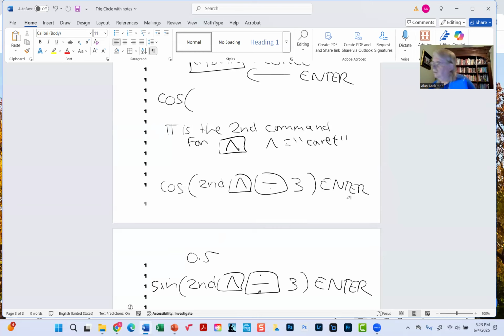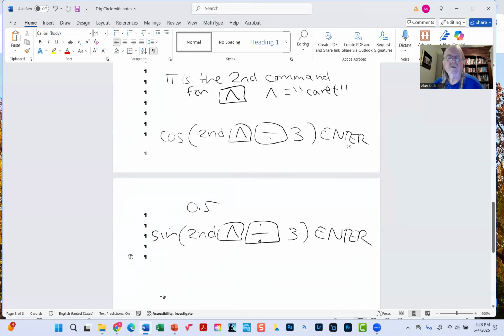And it's 0.866. Okay, just like we got before. All right, so that's all you need to know, how to use the calculator for these trig functions. Now, it does also have the tangent button, but later on we'll see it does not have cotangent, it does not have cosecant, it does not have secant.